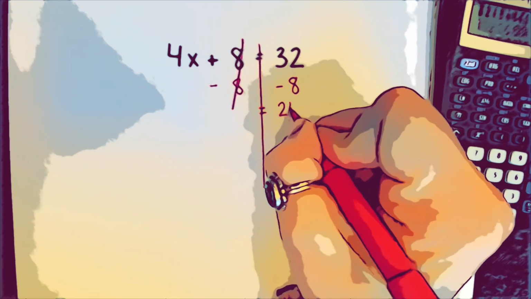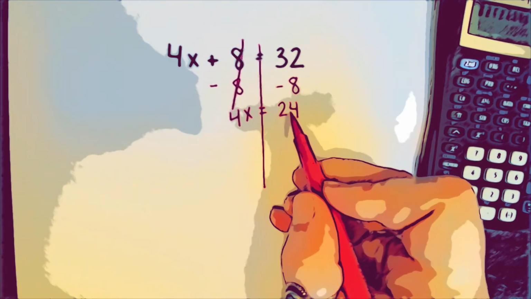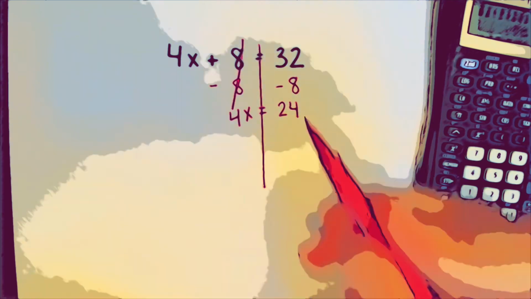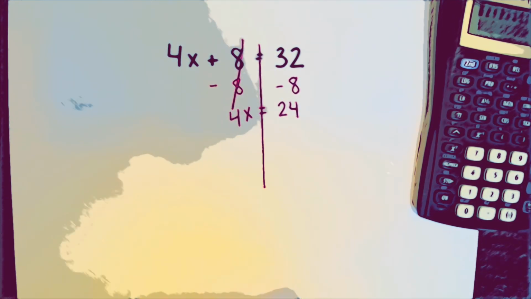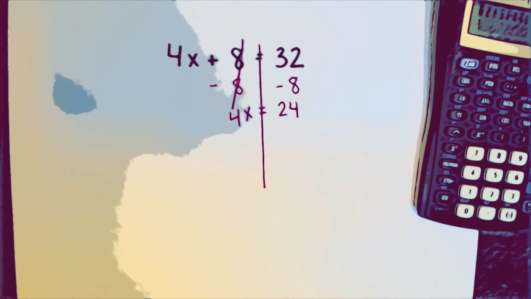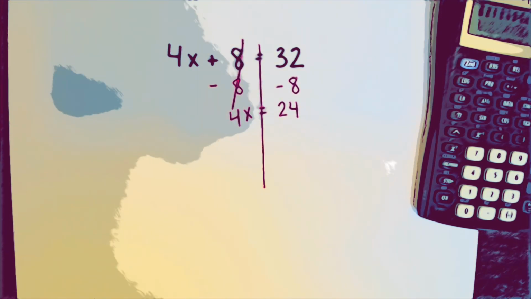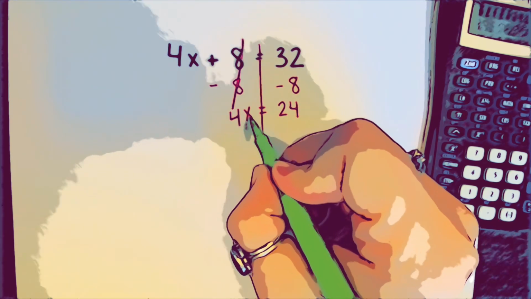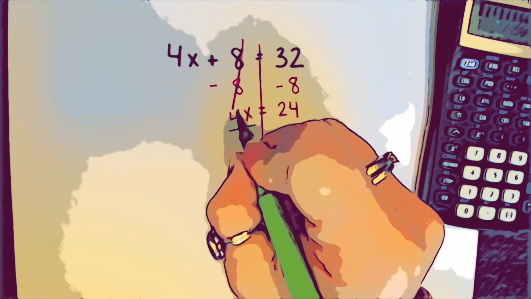So I can bring down my 4x here. I have 4x equals 24. Now, my goal is to separate x from the 4. What is being done to x right now? It is being multiplied by 4. What is the opposite of multiplication? Division. So I'm going to divide this by 4.